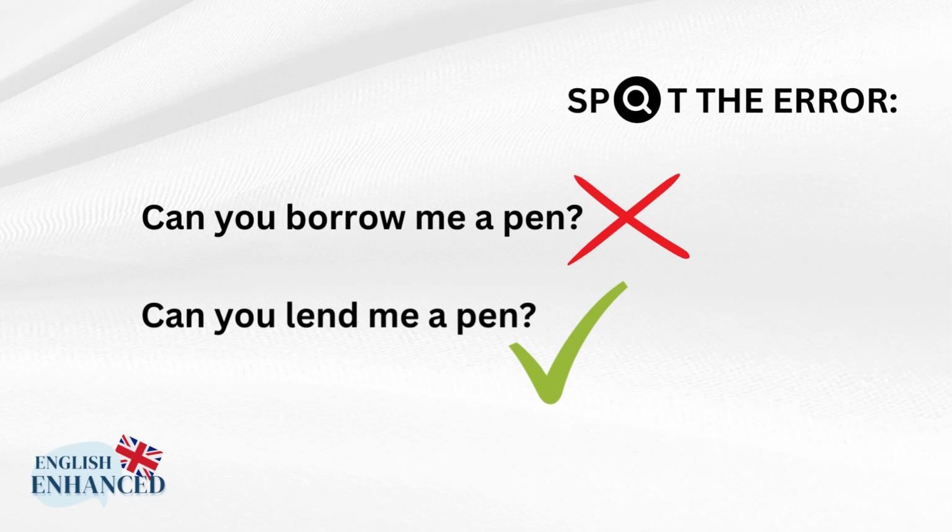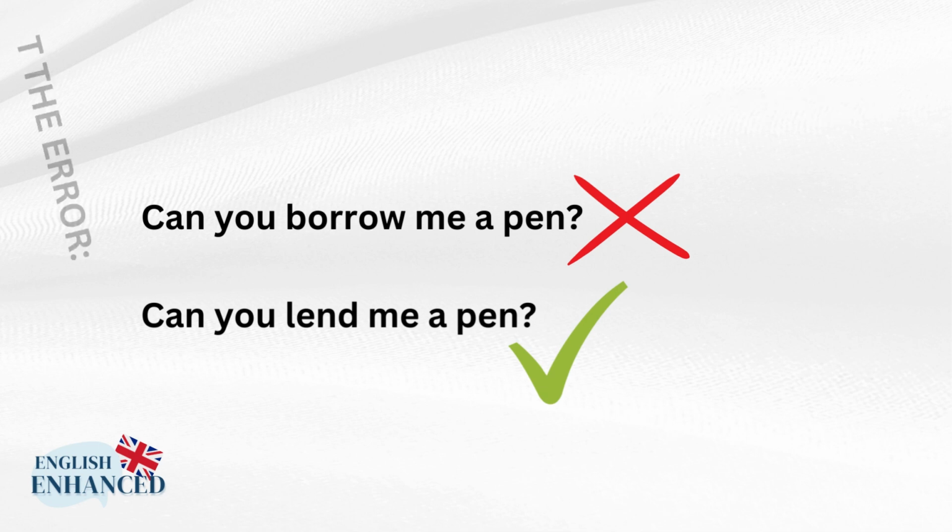So the person who lends is the one providing the item. And then borrow, on the other hand, is a verb used when someone takes or receives something from someone else for a temporary period. So the person who borrows is the one receiving the thing. Sometimes people get those two words mixed up, so it's always good to pay attention and make sure you understand them both.